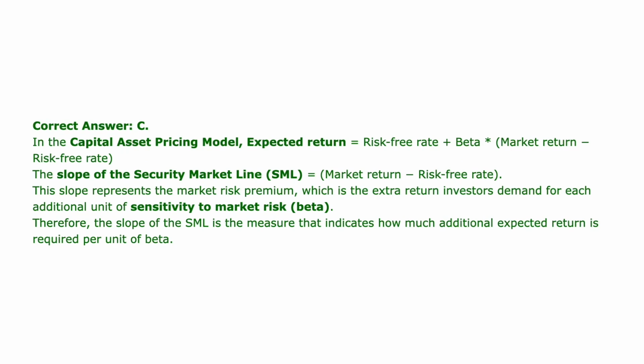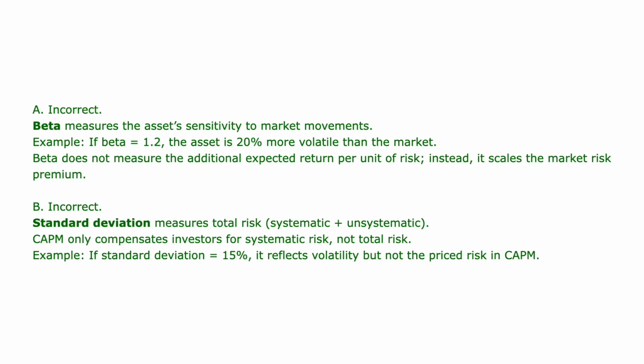The slope of the SML equals the market risk premium, market return minus risk-free rate. This is the additional expected return demanded per unit of beta, or per unit of sensitivity to market risk. Option A, beta measures the amount of sensitivity, not the price of that sensitivity. It scales the premium, but does not set it. Option B, standard deviation measures total risk, which includes unpriced diversifiable risk. Not relevant for CAPM compensation.